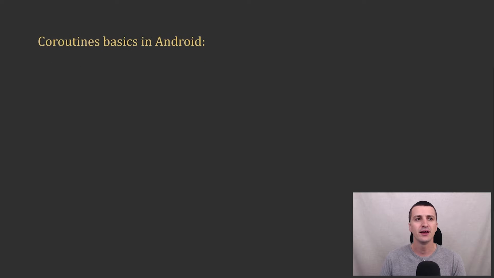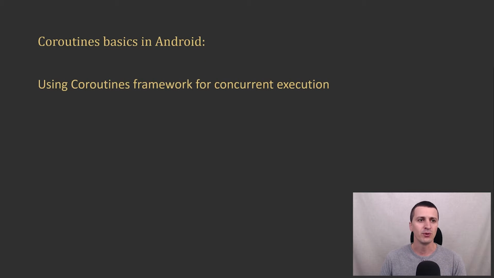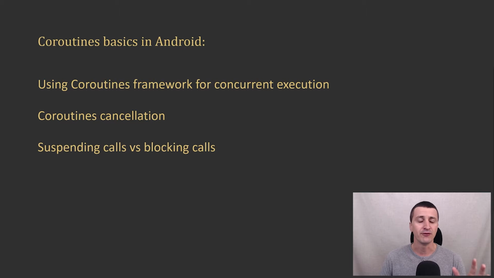And then the second part is coroutines basics. We will discuss how to use the coroutines framework for concurrent execution in an Android application. We will discuss coroutines cancellation, and then a very important topic: the difference between suspending calls and blocking calls. And this will lead us to a very interesting topic, concurrency on the UI thread. As you might know, in the blocking world, it's very difficult to achieve concurrency on one single thread. But if you use coroutines, then using suspending functions, you can achieve concurrency on one single thread, and in our case, that will be the UI thread, relatively easily.